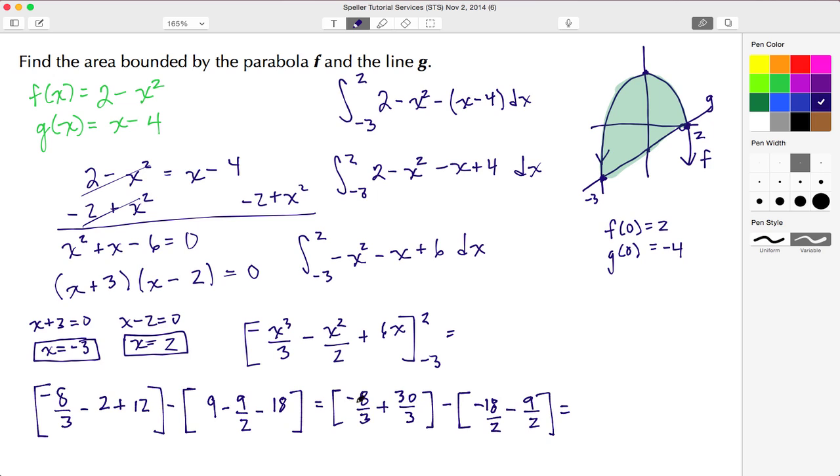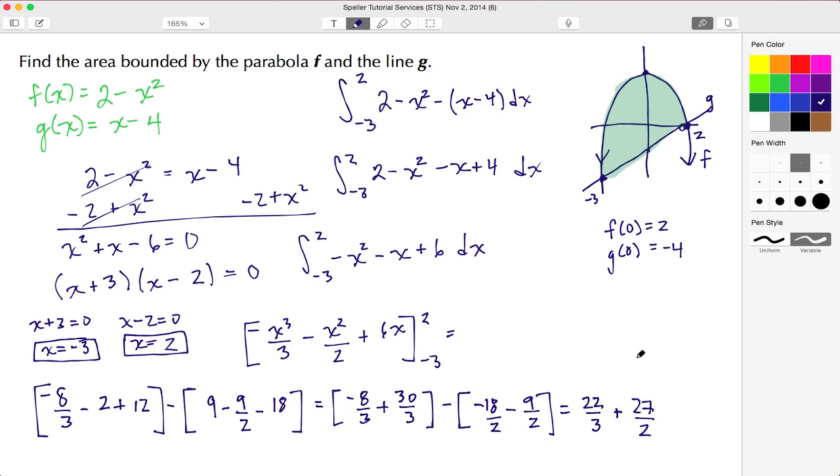And now I can add these first two together. So negative 8 plus 30 is actually a positive 22 thirds minus. And here I've got a negative 18 and a negative 9 to give me a negative 27. But it's going to be positive because I have a negative out here. So this is going to be a positive 27 over 2.